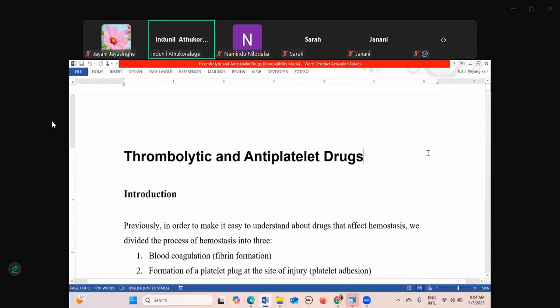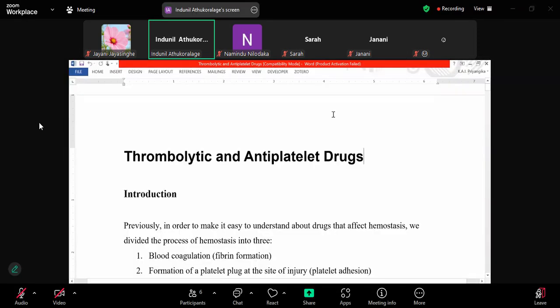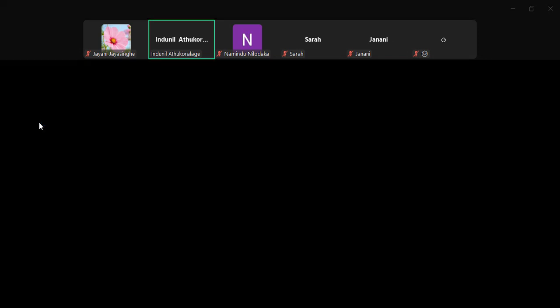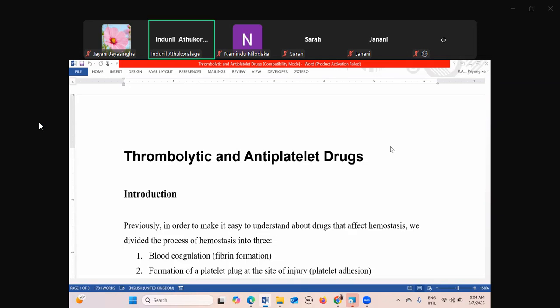So thrombolytics and antiplatelet drugs are the, so those two topics, which complete our section of blood clotting and related diseases. Okay, so thrombolytic and antiplatelet drugs.